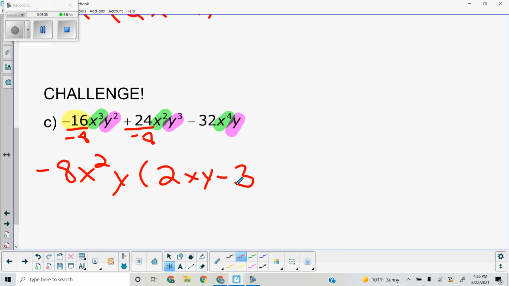We took out x's, so there's no more x's there. We took out 1y, so we still have y squared. And then negative 32 divided by negative 8 is positive 4. For our x's, we took out 2, so we still have x squared. And then we took out all the y's, so there are no y's.